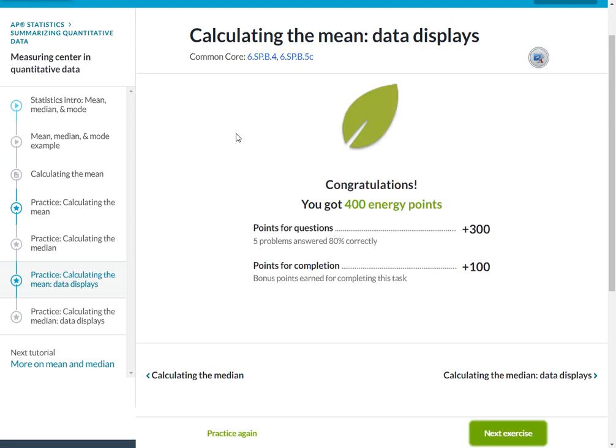So that's all you're doing. You just have to pull the data from the visual displays and then find the average like you always do. Add all the data pieces that you have and divide by the number of data pieces. Hope that helps. Let's get it done.